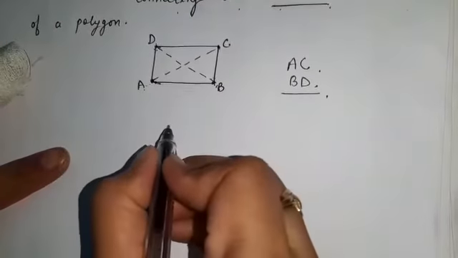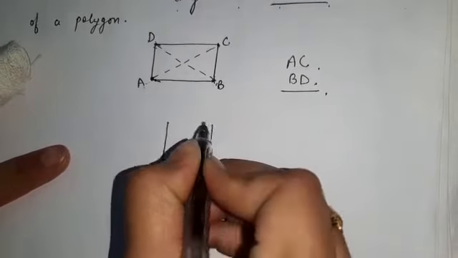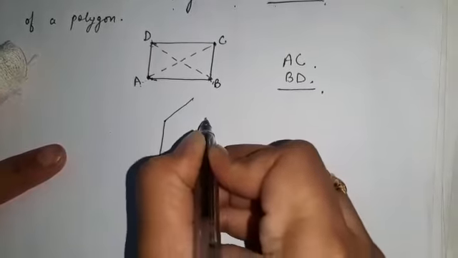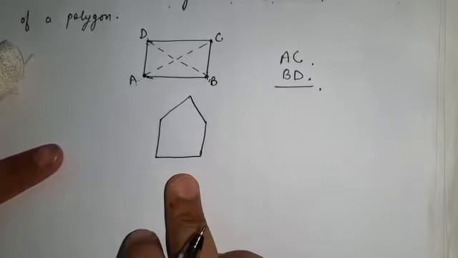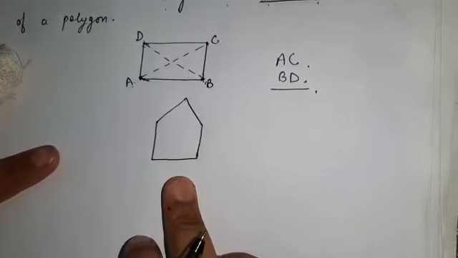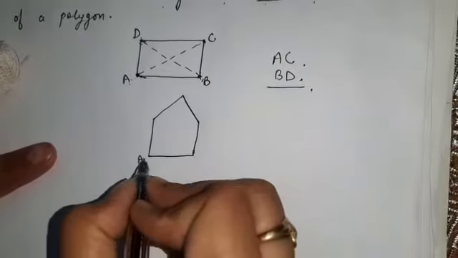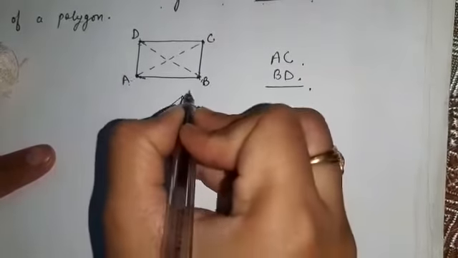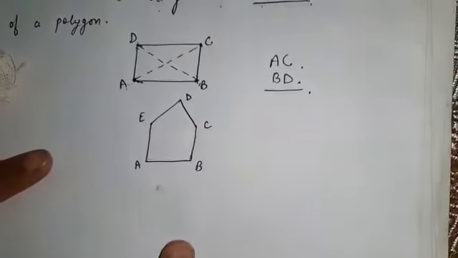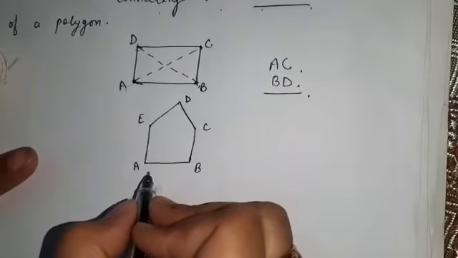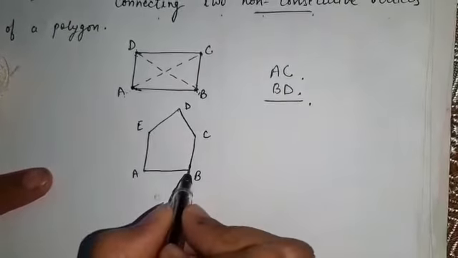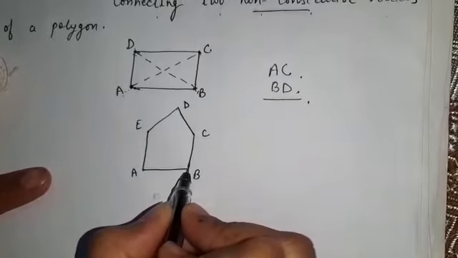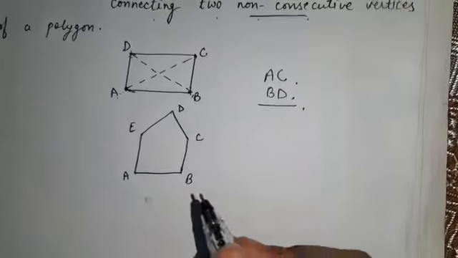If I take one more example, I am taking an example of a pentagon. This is a pentagon, that means the figure having 5 sides. Let it be A, B, C, D and E. Okay, now let's try to make diagonals here. A and B are consecutive vertices, but we have to take non-consecutive vertices.